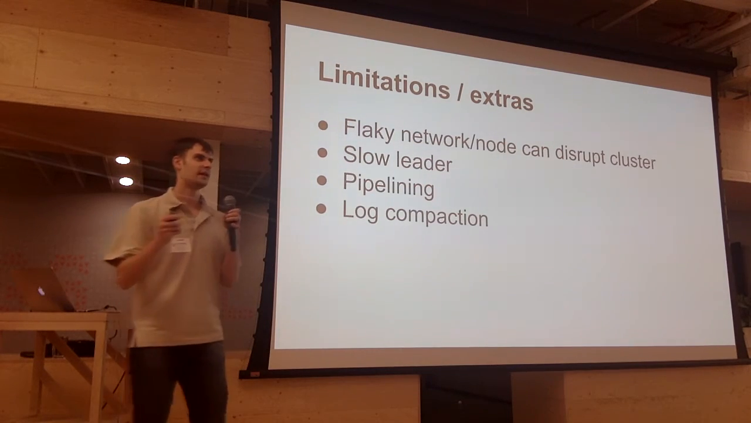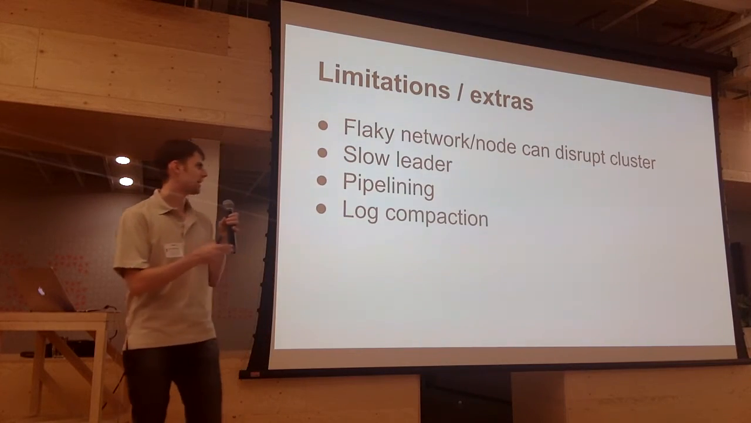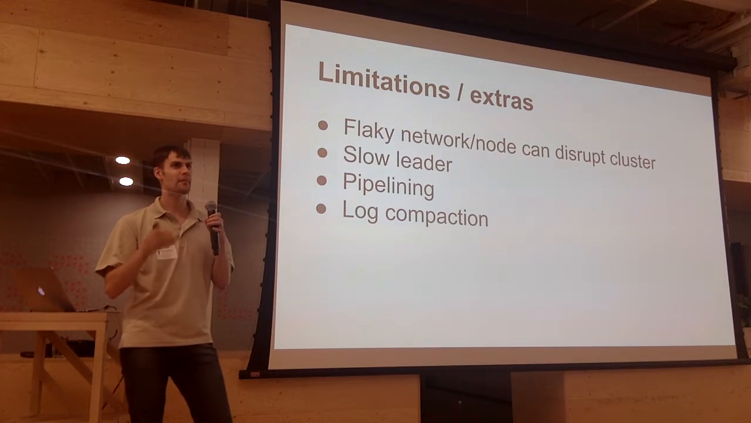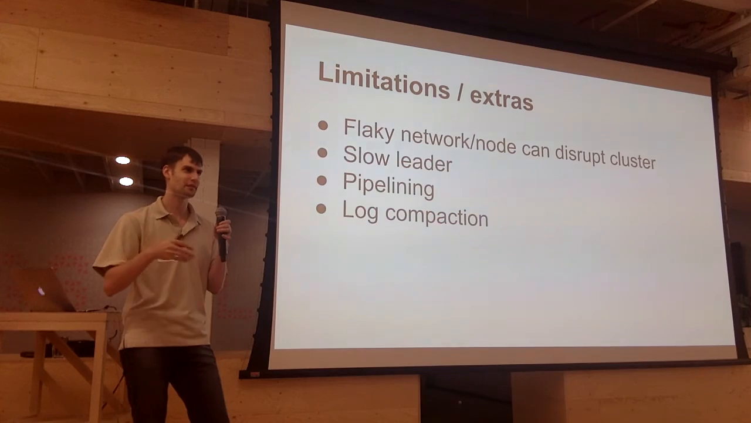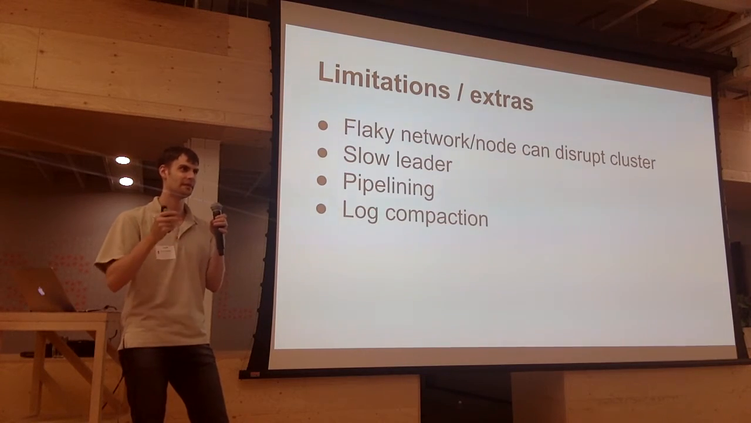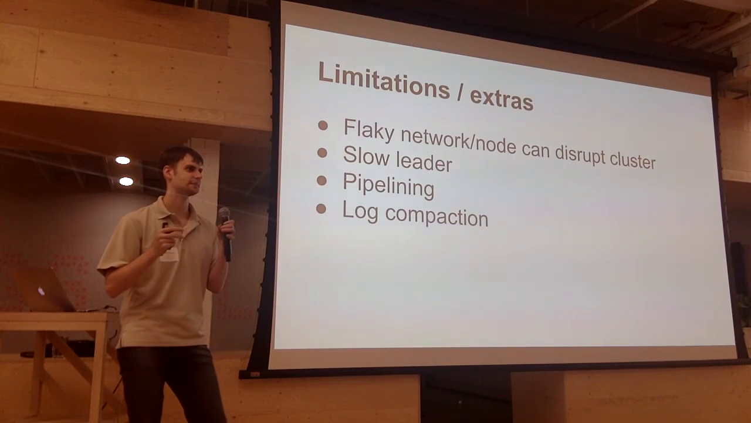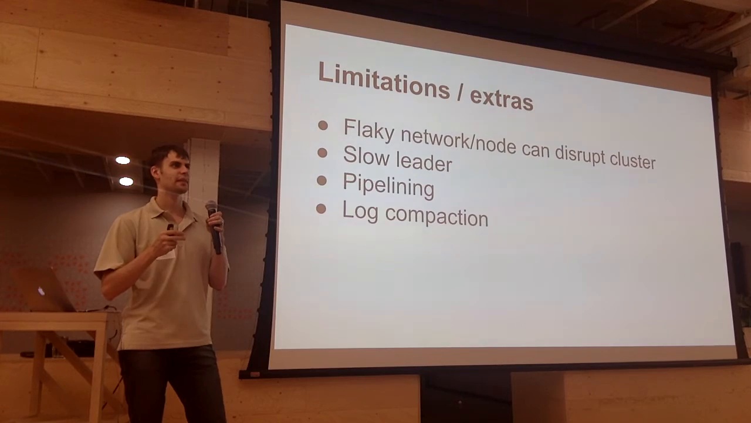So some of the limitations of Raft that I want to talk about. One of them, a failure case that we haven't really touched on right now, is you have this cluster that is supposed to be highly available, supposed to be able to have machine failures or network failures, and it's still up as long as the majority of machines are up. But there's actually a case where you can have a single node that's misbehaving or a flaky network, and it can cause your entire cluster to be unavailable.